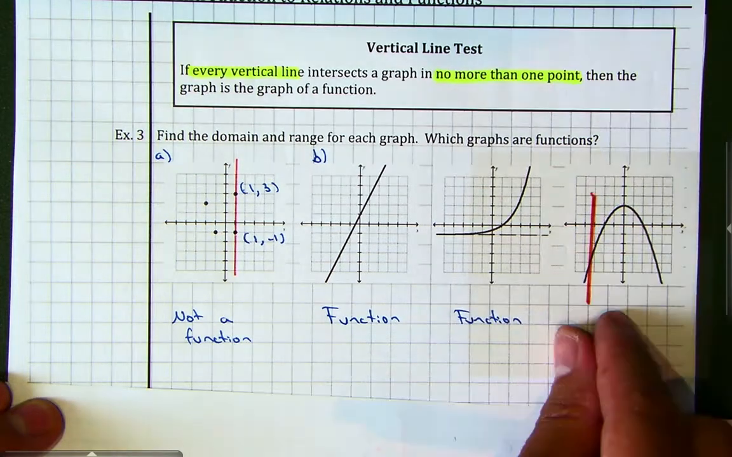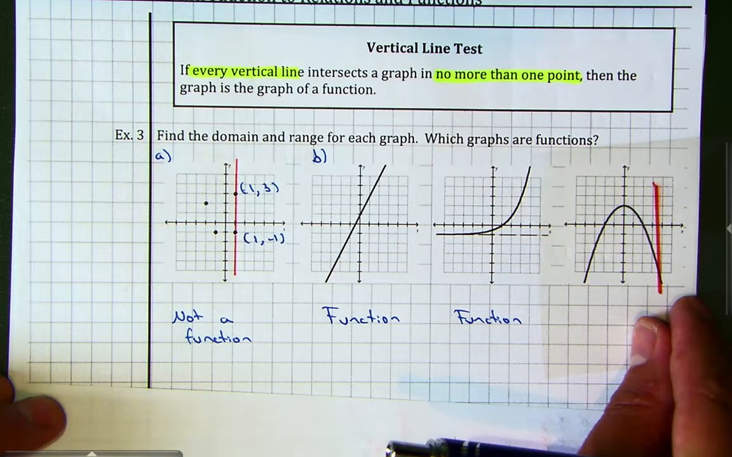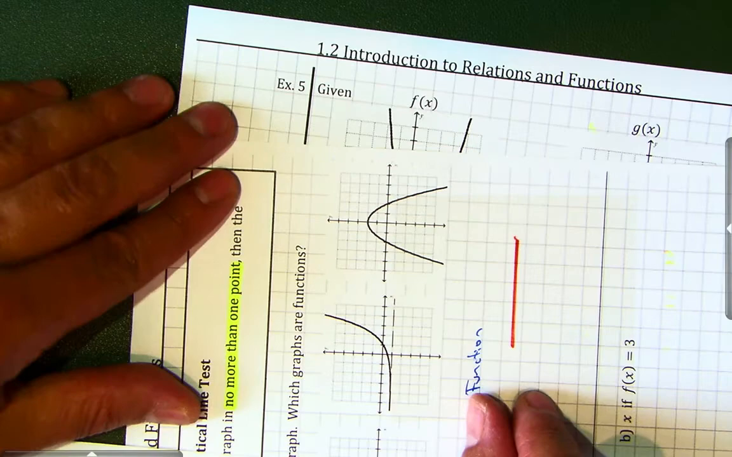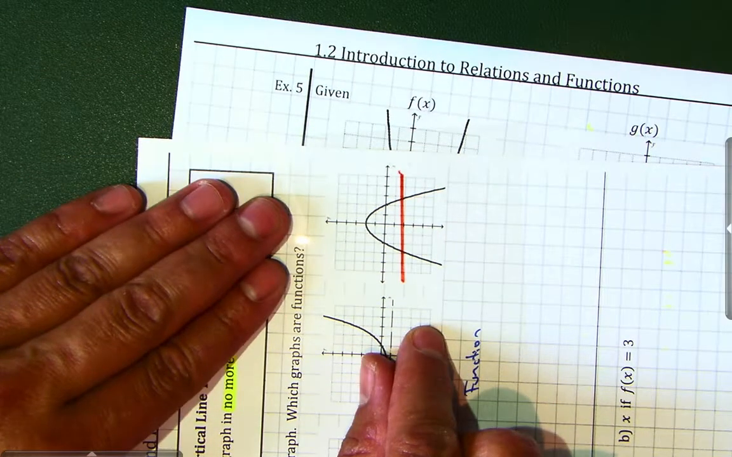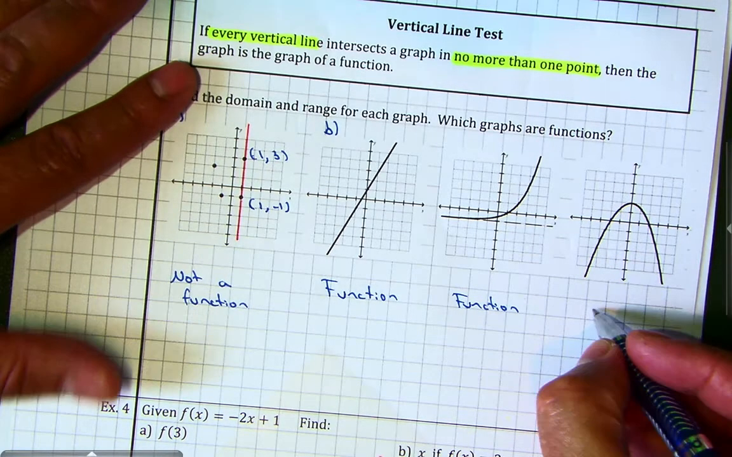And is this a function? Yes, it only crosses one. Now, if the graph was this way, then that would not be a function because it crosses twice. But in this case, we have a nice parabola that's facing down, so therefore this is also a function.